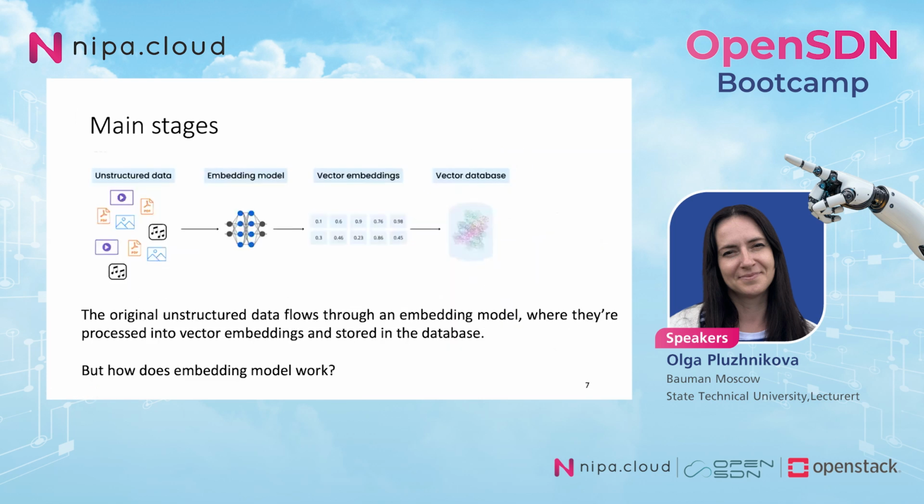If you try to search for information on how vector databases work, you will definitely find some kind of this picture. By the way, I've added links to all pictures in the presentation, so you can click here and go to the source. So we have unstructured data. They flow through an embedding model, and then they proceed into vector embeddings and are stored in databases. But how does an embedding model work?